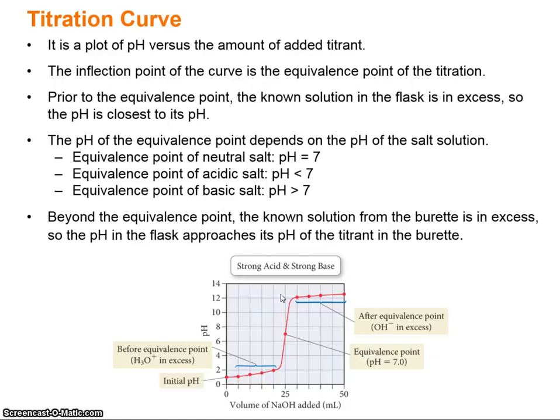If I've got a basic salt, like I titrate acetic acid, vinegar, with sodium hydroxide, at the equivalence point I will just have the acetate in solution. That's a weak base. The pH is going to be bigger than 7. So beyond the equivalence point, the solution from the burette is in excess, and the pH is going to approach that of the titrant in the burette. And we'll never quite reach it because you'll have some sort of dilution factor.